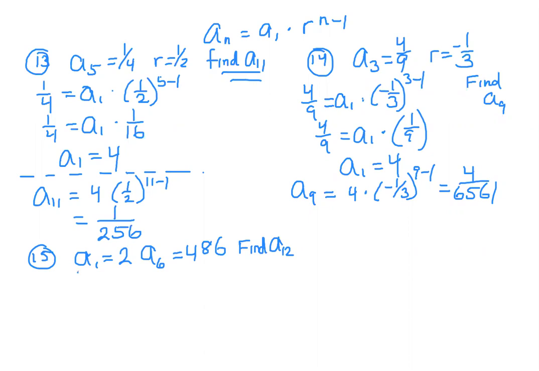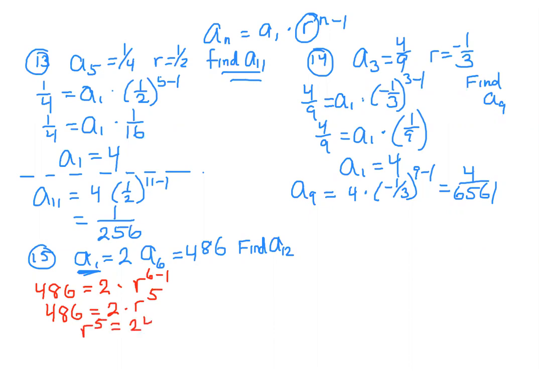So now we actually have a1, but we don't have r. So we're going to have to do it in 2 steps again. We're going to have to find r and then go ahead and find a12. So we're going to say an equals a1 times r to the 6 minus 1. So this becomes 486 equals 2 times r to the 5th. So r to the 5th equals 243.